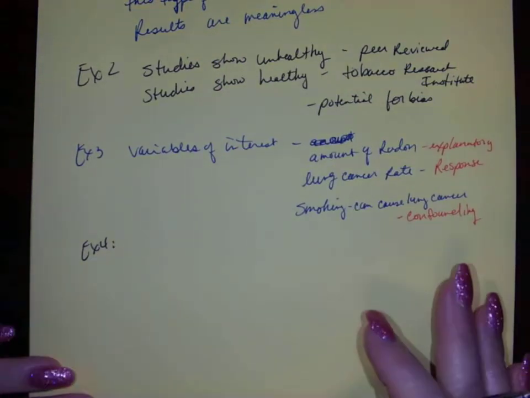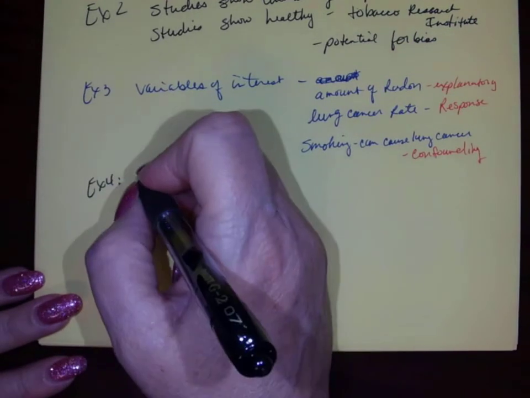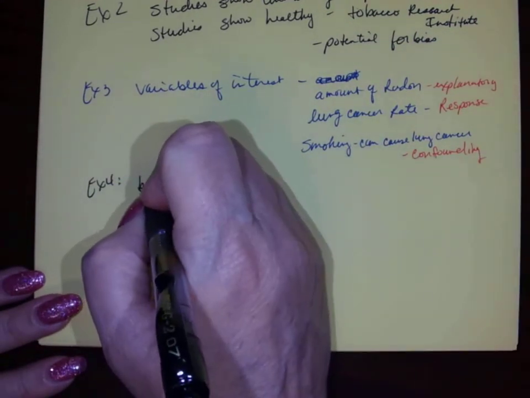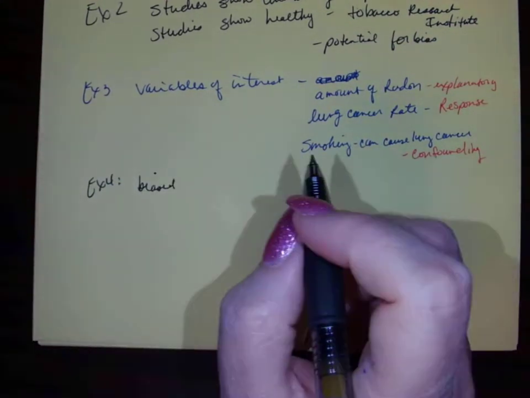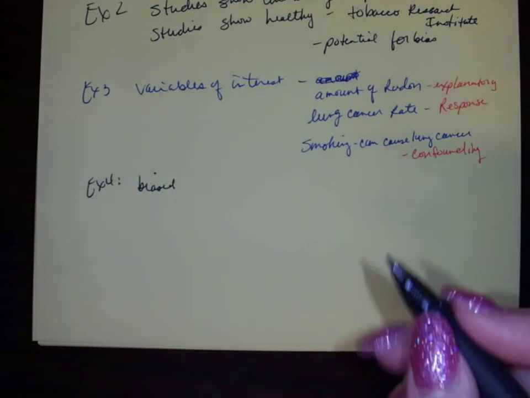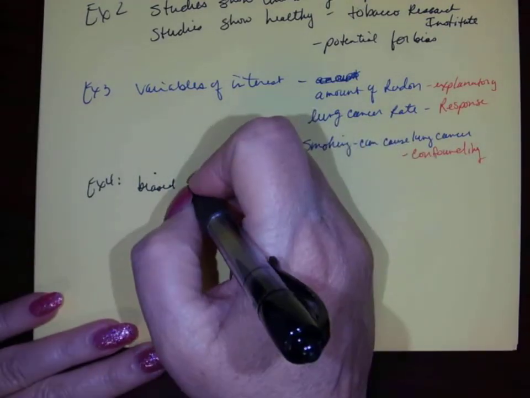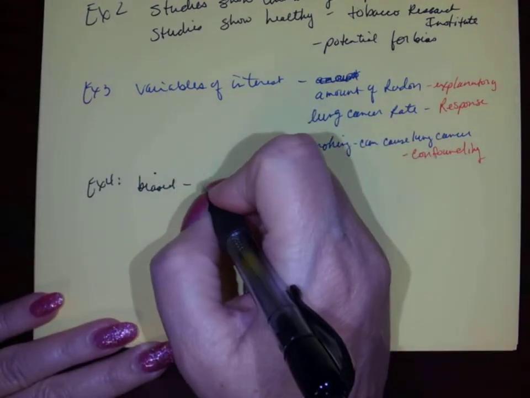All right, so for example 4, we're looking at biased. And biased would be guideline number 3, and it's because there are no other options.